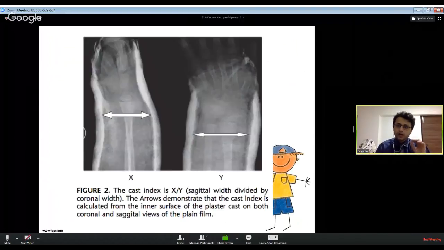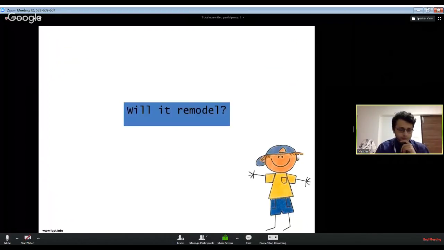It means that if you have a cast index of about 0.8, the plaster has been given in an oval shape, which is exactly what we want in order to maintain the intraosseous pressure, intraosseous mold. If we give a circular cast, then the cast index becomes more than 0.8, and that itself is not a good cast functionally, and that can lead to a high chance of redisplacement.